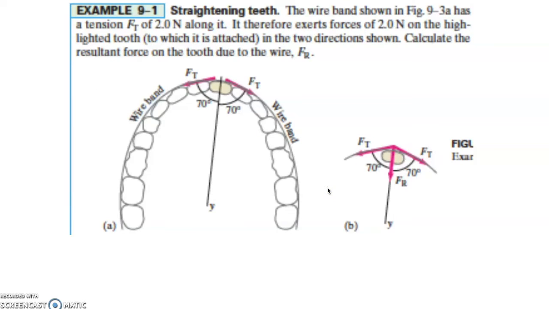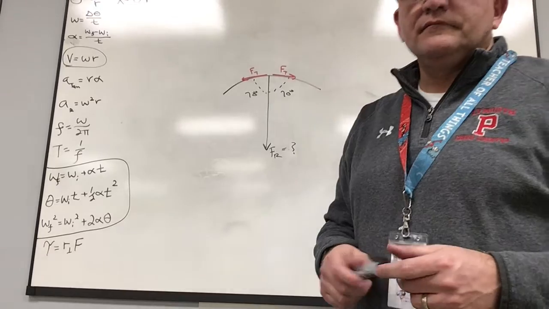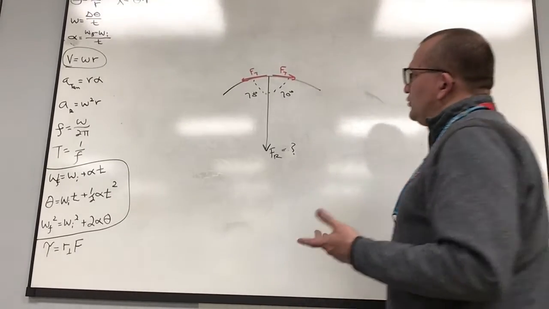So let's do some examples. Straightening teeth: the wire band shown in figure 9.3a has a tension force of 2 newtons along it. It therefore exerts forces of 2 newtons on the highlighted tooth to which it is attached in the two directions shown. Calculate the resultant force on the tooth due to the wire, Fr, force resultant. We'll draw it up and look at it on the board. All right, so here's our little drawing.